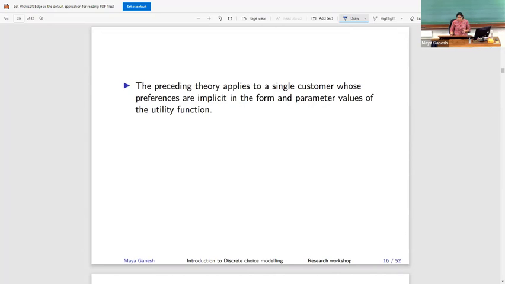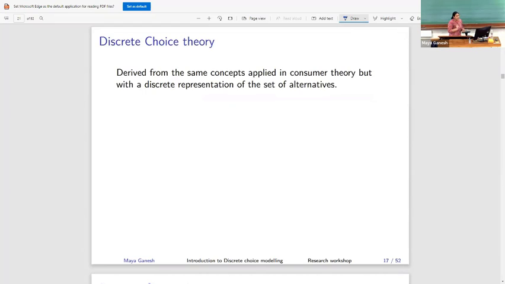So when we talk about discrete choice theory, it is derived from the same concepts we just described. It is still the notion of a rational consumer. The only difference is that there is a discrete representation of the set of alternatives. Go back to my example: instead of rice, dal, and vegetables, we have Maruti, Hyundai, and Tata. And why is this distinction different? I mean, am I just being pedantic? Okay, continuous, and this is discrete. Am I just being pedantic?